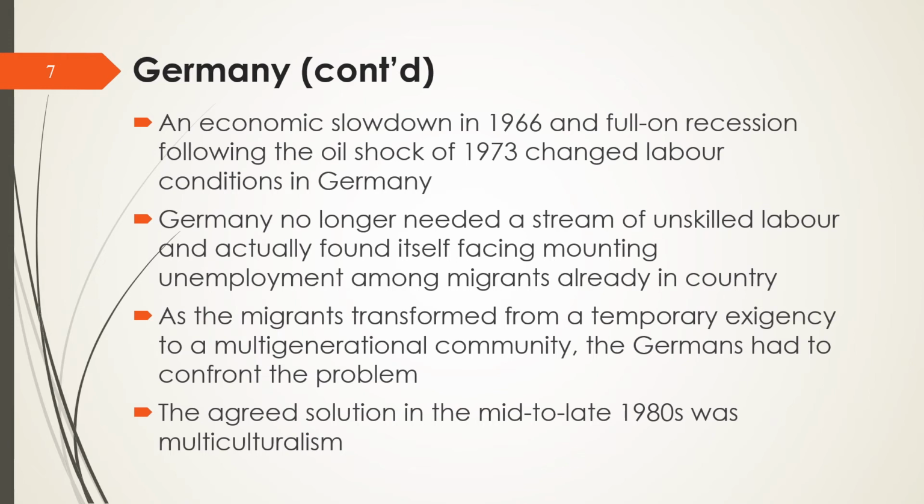The solution Germany finally agreed upon in the mid to late 1980s was multiculturalism, a liberal concept that offered migrants a grand bargain. Effectively, what it's suggesting is you can retain your culture, but pledge loyalty to the state. In this conceptualization, Turkish immigrants, for example, would not be expected to assimilate into German culture. Rather, they would retain their own culture, including language and religion, and that culture can coexist with German culture.